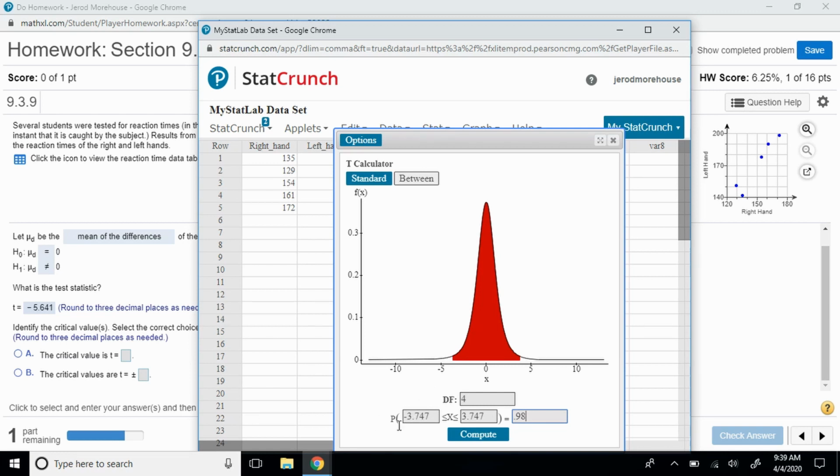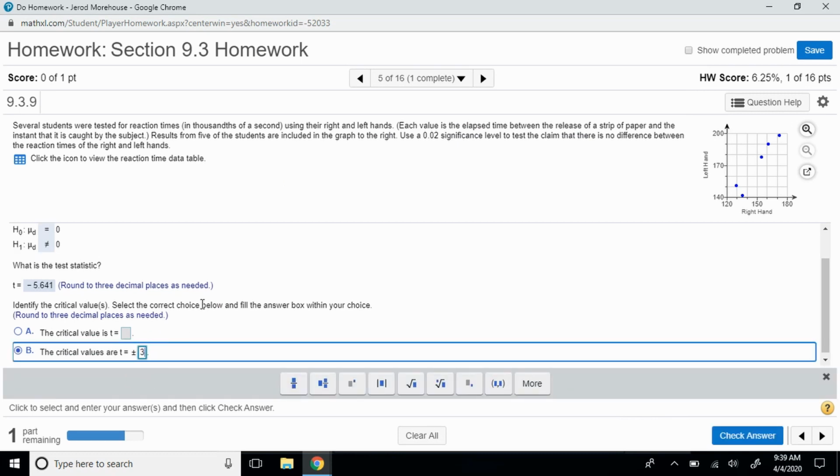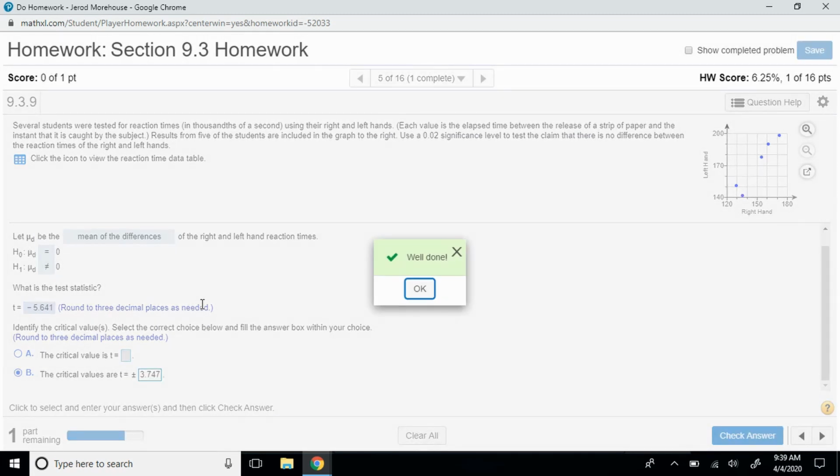Either one of these, because it's a two-tailed test, if our test statistic falls to the left of negative 3.747 or to the right of positive 3.747, that would result in a p-value less than 2%, and these would be our critical regions, resulting in rejection of the null hypothesis. So I'm going to select here B plus or minus 3.747 and hit enter. It likes that value.